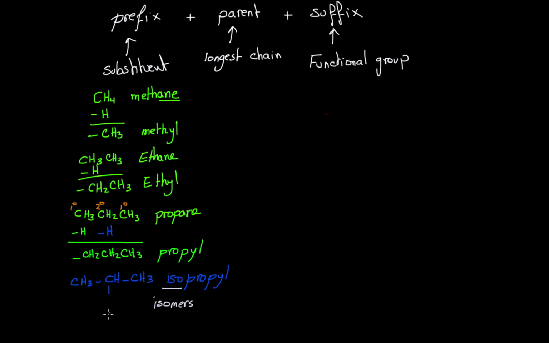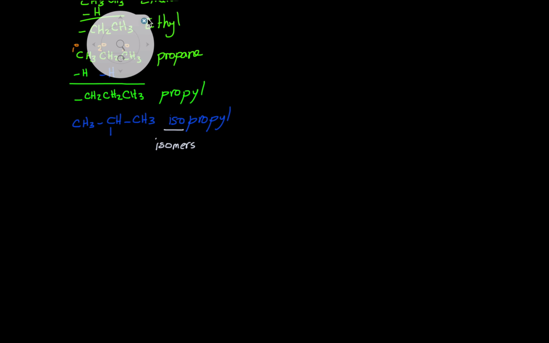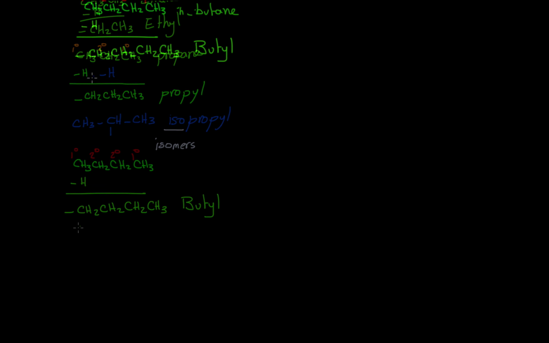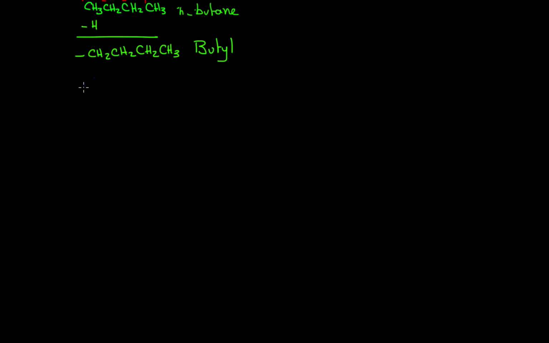And so on. Now for butane, we have the same. Let's clear some space here. Butane would be CH3CH2CH2CH3. We have two first-degree carbons and two second-degree carbons. If we remove a hydrogen from the first-degree carbon, we get CH2CH2CH2CH3, and this is called butyl.